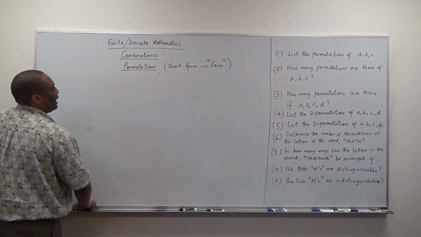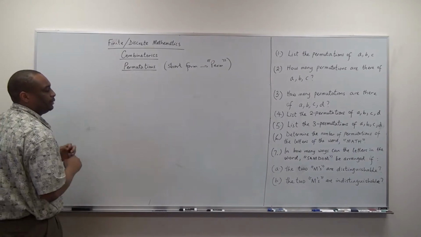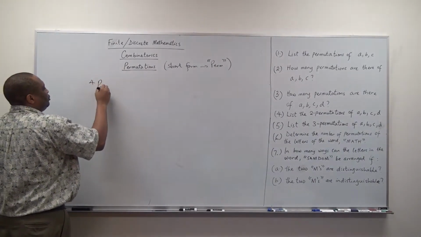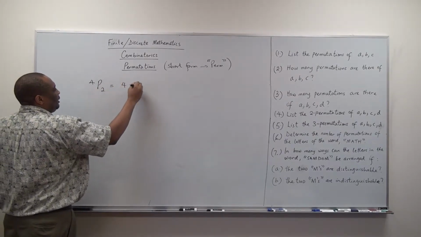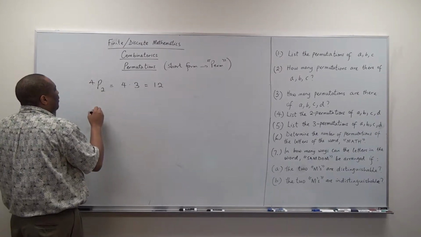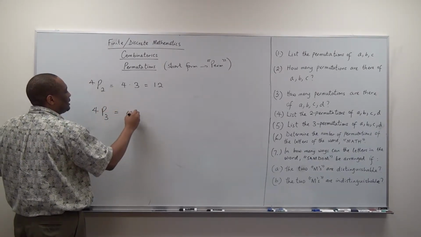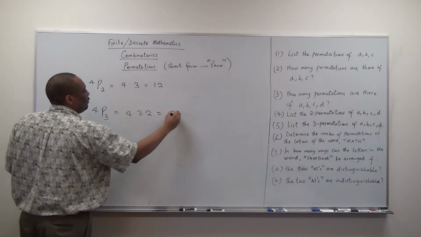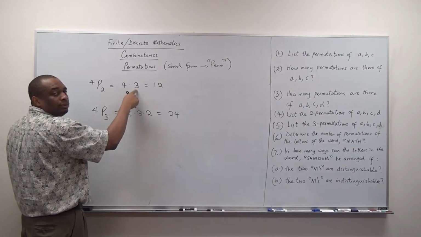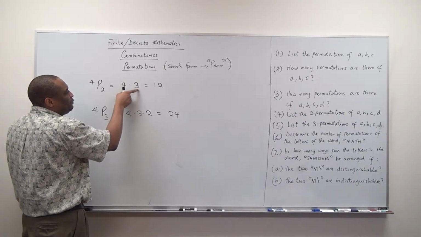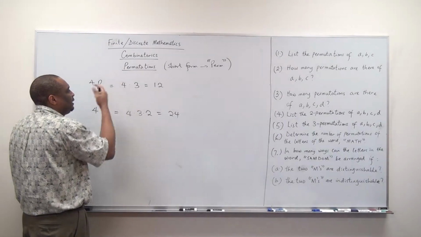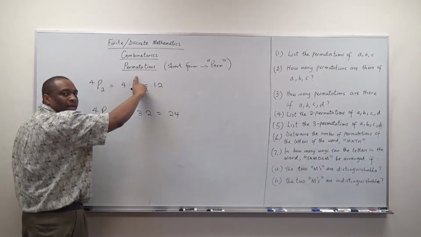Alright, so we now have that 4P2, we got it as 4 times 3, of course, which is 12. And 4P3, we got it as 4 times 3 times 2, which is 24. Now, when we have 4P2, we have 2 spaces. First one in 4 ways, second one in 3 ways.